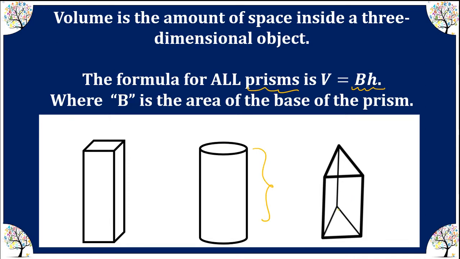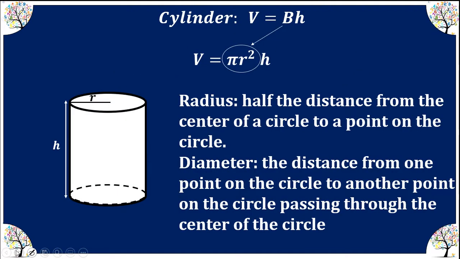In our third example, we can see this is a triangular prism. We would calculate the area of a triangle, base times height divided by 2, and then multiply by its height. So that is how you find the volume of any prism, the area of its base times the height. But we're going to focus only on cylinders.